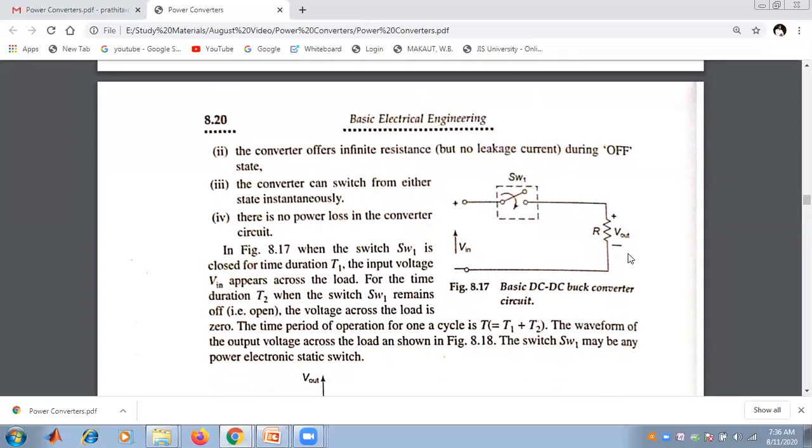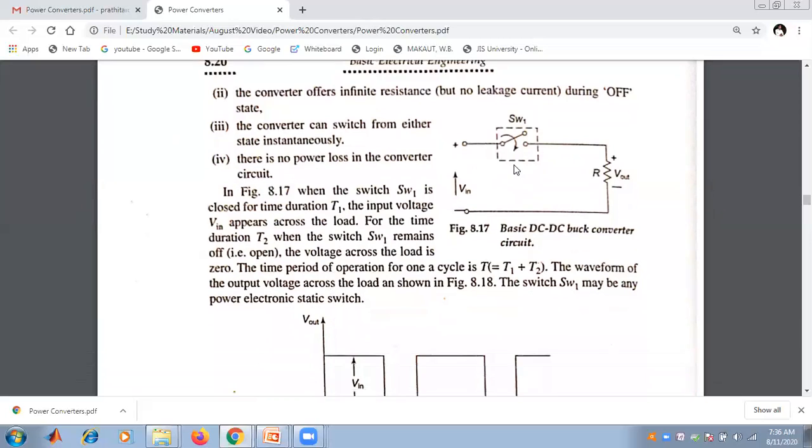Now if I go to the operation of the DC to DC buck converter circuit, when the switch S1 is closed for the time duration T1, the input voltage V in appears across the load R. Now for the time T2, when the switch S1 remains off or open, the voltage across the load will be 0. It is clear from the figure.